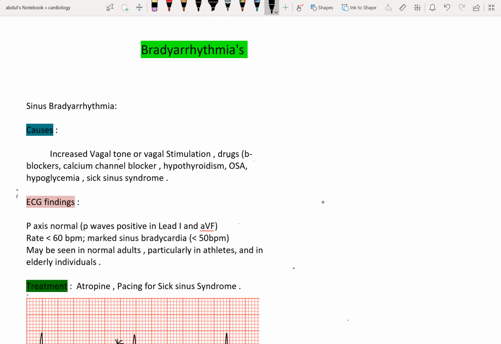So today we're going to talk about the bradyarrhythmias. Bradyarrhythmia is basically a heart rate that's less than 60 beats per minute. Okay, so when the heart rate is less than 50 beats per minute, it's referred to as marked bradycardia. And you guys know that, of course, bradyarrhythmia means a slow heart rate.